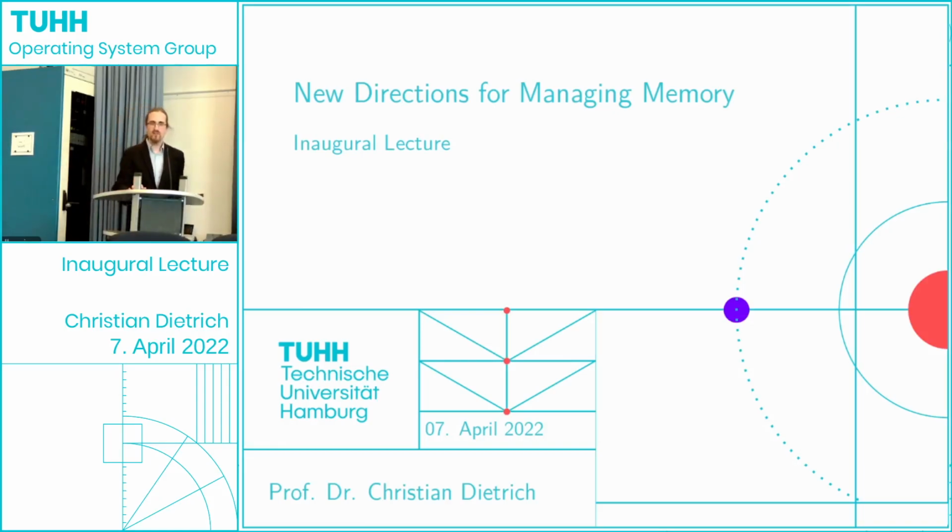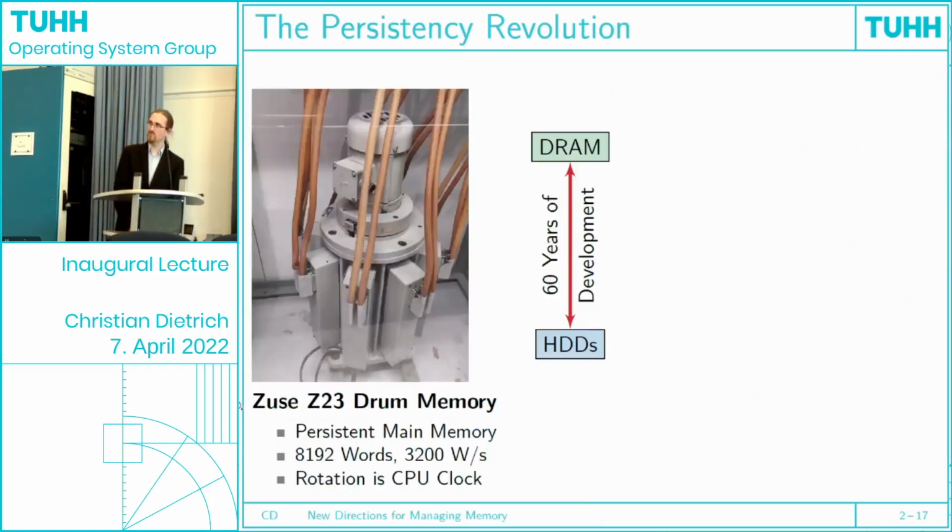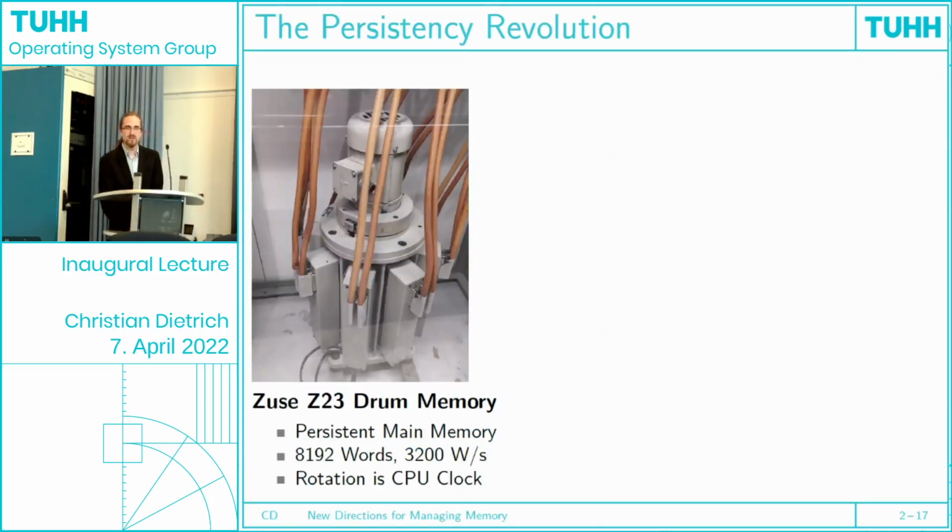Yeah, so thank you very much for the introduction. As we've already heard, my talk today for my inaugural lecture will be New Directions for Managing Memory. And I want to start with a very interesting piece of hardware that you see here, which is the drum memory of the TUHH Z23. It's a very ancient machine. It's from the 1960s. And drum memory is a big rotating cylinder with a magnetic surface, and because it has a magnetic surface, it is a persistent memory.